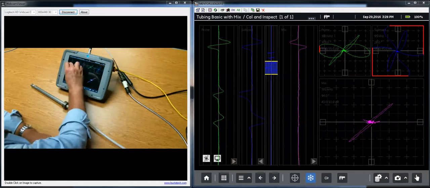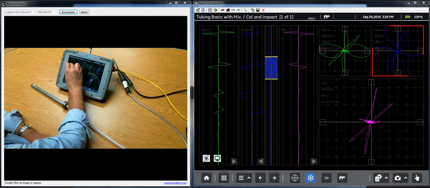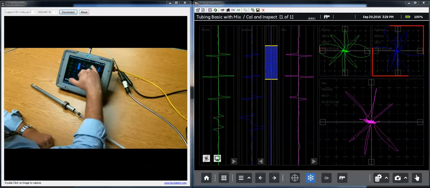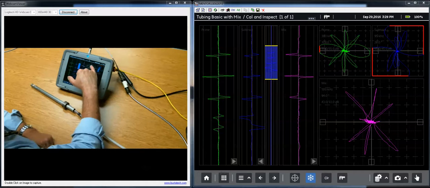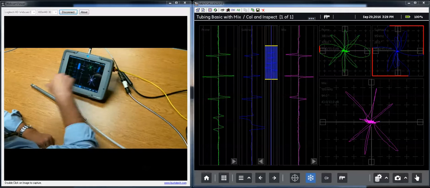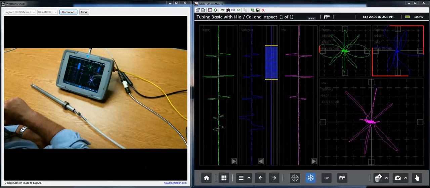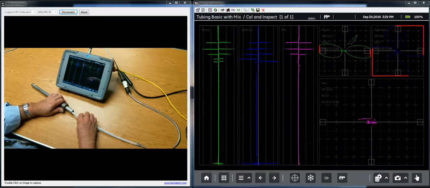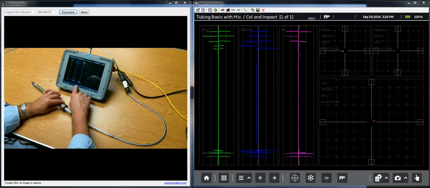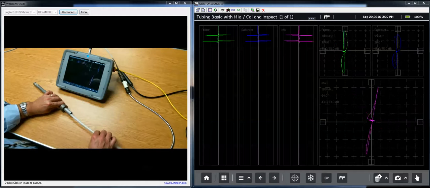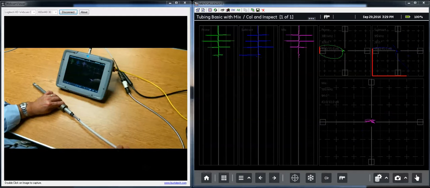If I further compress this to show all three flaws and the support plate together, you notice I have some very large indications from the support plate that could make it difficult to gate on actual defects. Okay, so now let's go back to live mode. And we'll go down to the clean end of our tube. We'll clear, pull through, defect one, defect two, defect three, tube support plate.